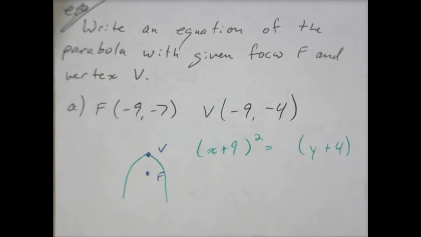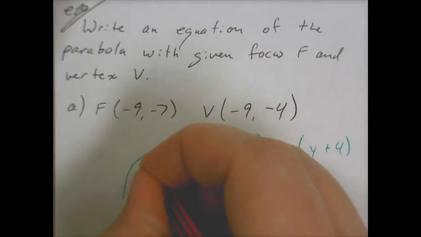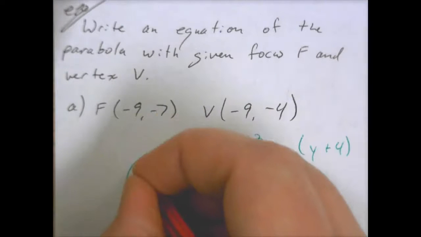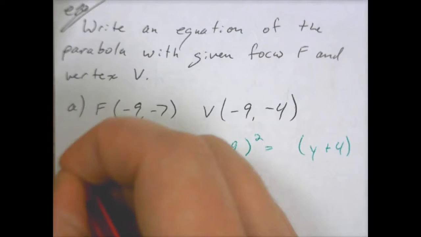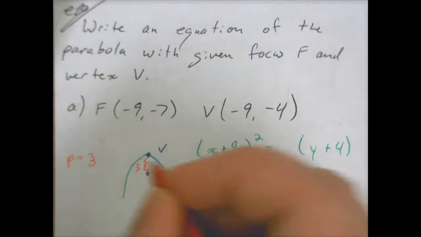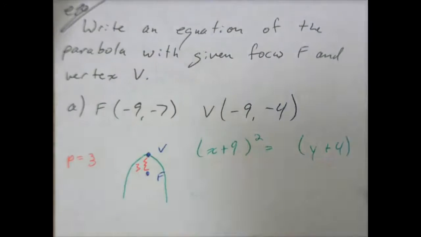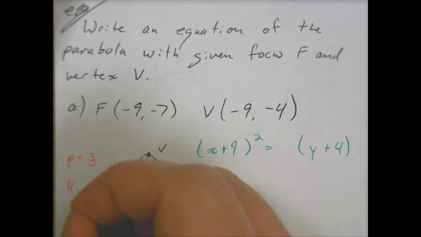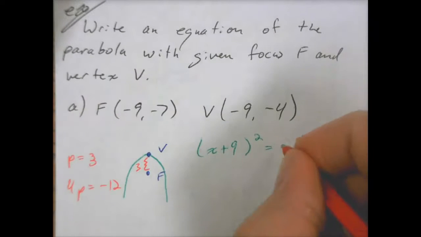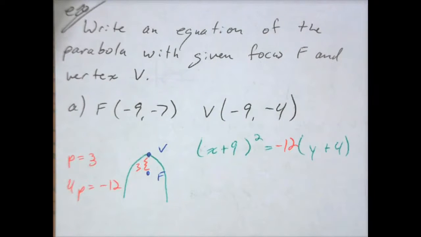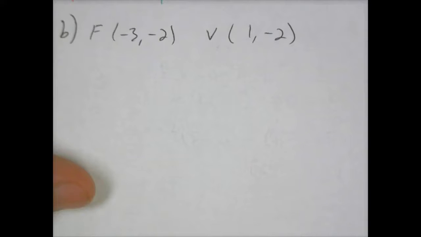Cool, so now that I know all of this, if I find this distance, which is 3, then I know that p is 3, and in this case it's actually negative 3 because it's opening down, which would tell me that 4p is negative 12, so that is a negative 12 right there. And there would be your equation.